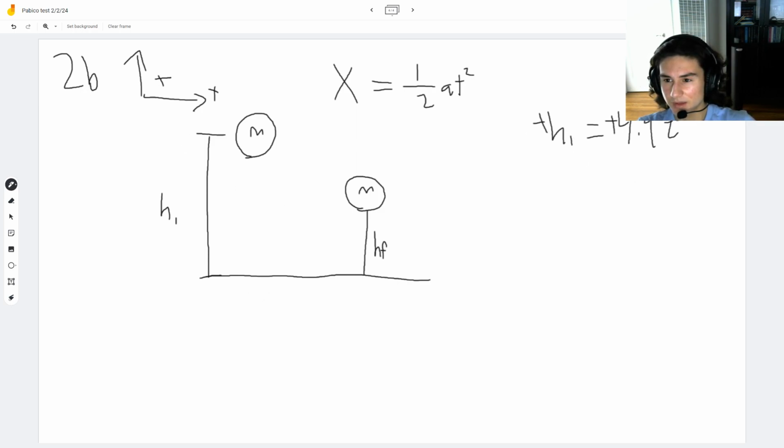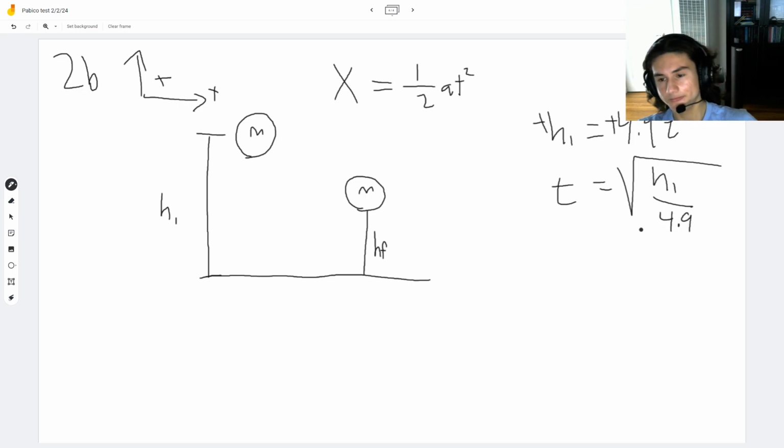These cancel, and then to solve for this time, which you'll see why we need in a second, we just get the square root of h1 over 4.9. So this is height 1, and this gives us the time it takes for it to go from here all the way to the ground. And that'll help us calculate the final velocity, because now we know the acceleration.